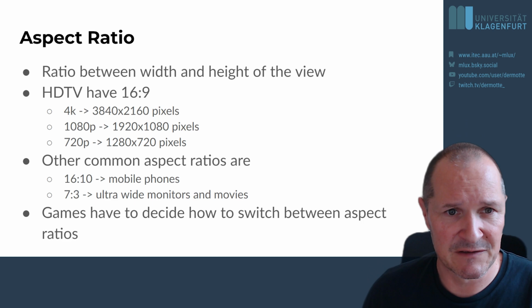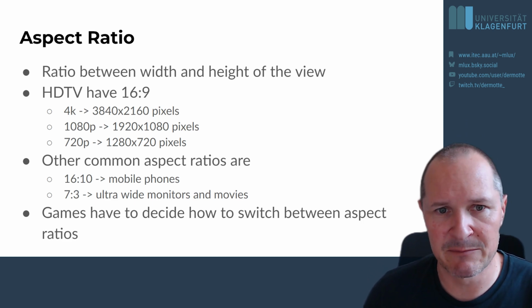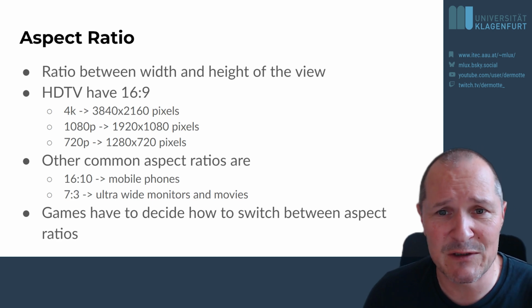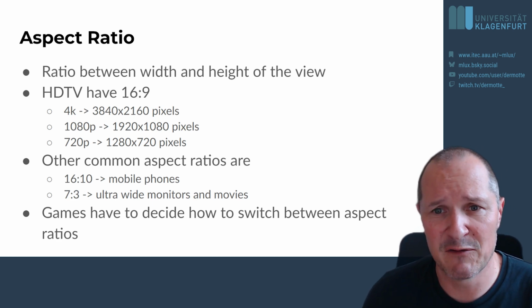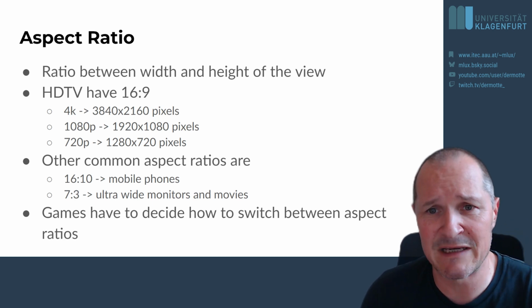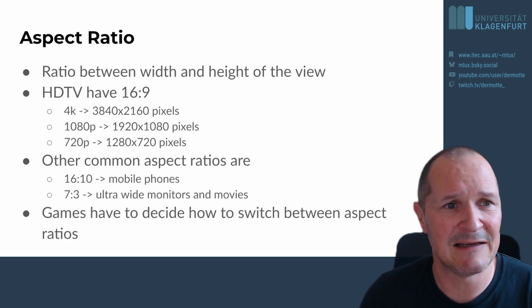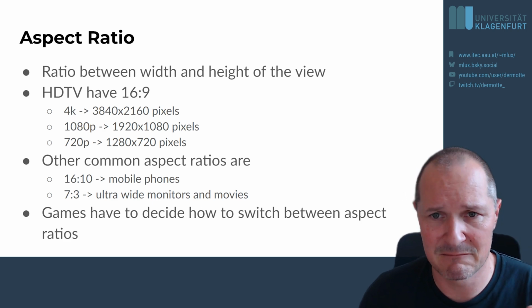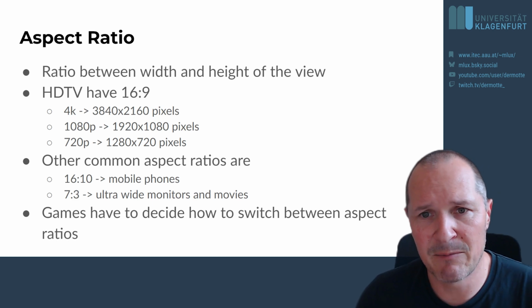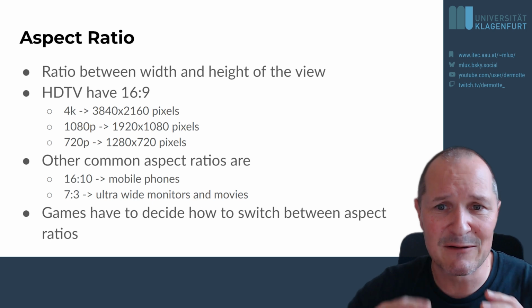Other common aspect ratios are 16:10, that's typically found on mobile phones, 21:9, like ultra-wide monitors and movies, 2.39:1, that would also be mostly in cinemas. And unfortunately, games have to decide how to switch between these aspect ratios. If you have programmed games, one first approach would be just to select something that is already there, something where you see, okay, that's what we want to play for, like 1920 by 1080, because 4K is just too much load for a development machine. And then you have to start to deal with all the rest.